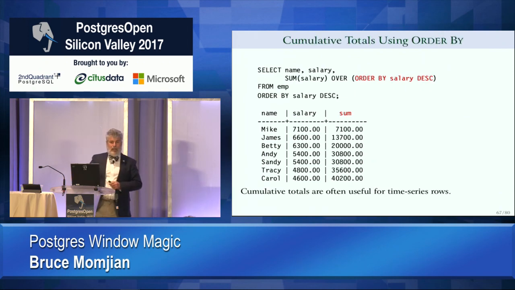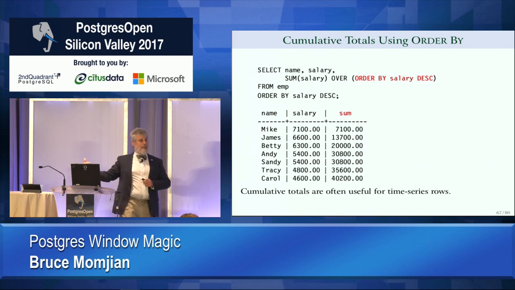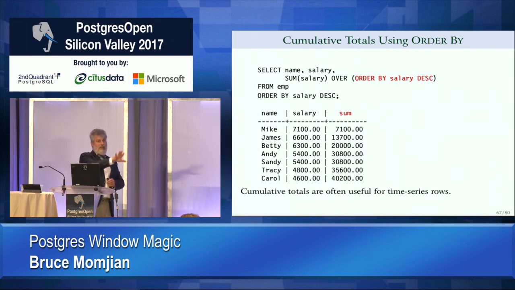I can now order them by salary. So this is actually cumulative from the least salaried person, I'm sorry, cumulative from the highest salary all the way down, and it's adding up the salaries as I go. This is very useful for time series data. So for example, how much rain have I gotten this month? You can have per day, and then you can have a cumulative rain from the beginning of the month, beginning of the year, beginning of the day, whatever you want.